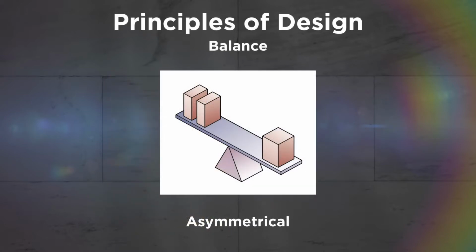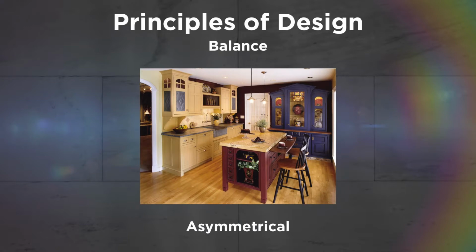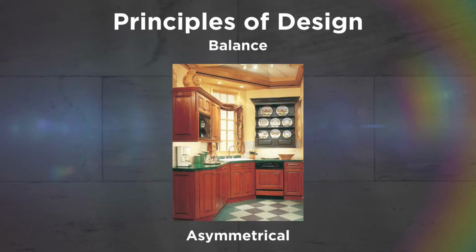When unequal elements attract equal attention because of their placement, the resulting equilibrium is called asymmetrical or informal balance. The darker cabinets on the right in this photograph are smaller in size, but appear to offset the larger grouping of lighter cabinets on the left. Here's another example of asymmetrical balance.